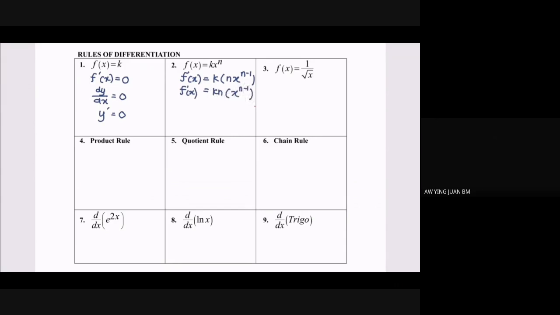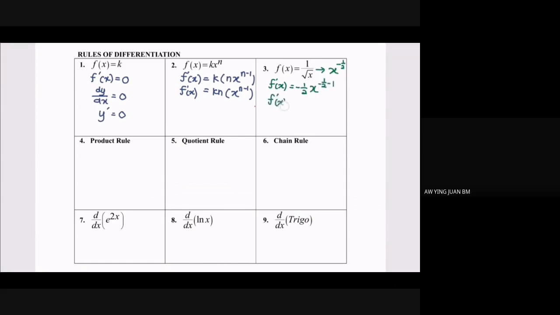The third one would be f(x) is equals to 1 over square root of x. So before we start differentiate the situation, kindly modify the situation, and we will have x to the power of negative 1 over 2. If we differentiate, we will have f prime x equals to negative 1 over 2, x to the power of negative 1 over 2 minus 1.